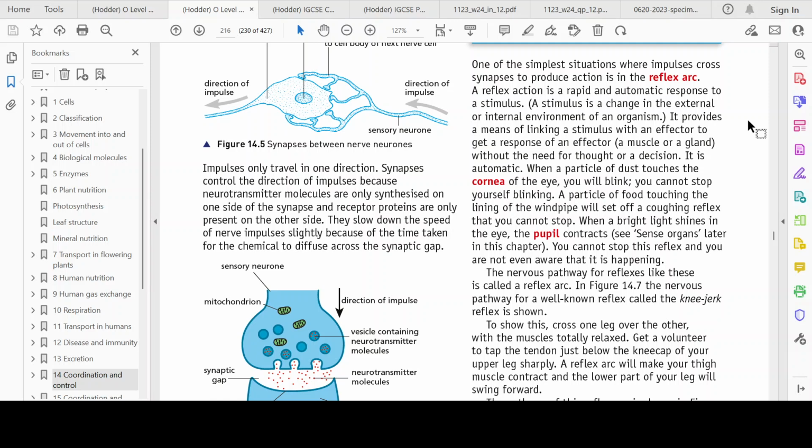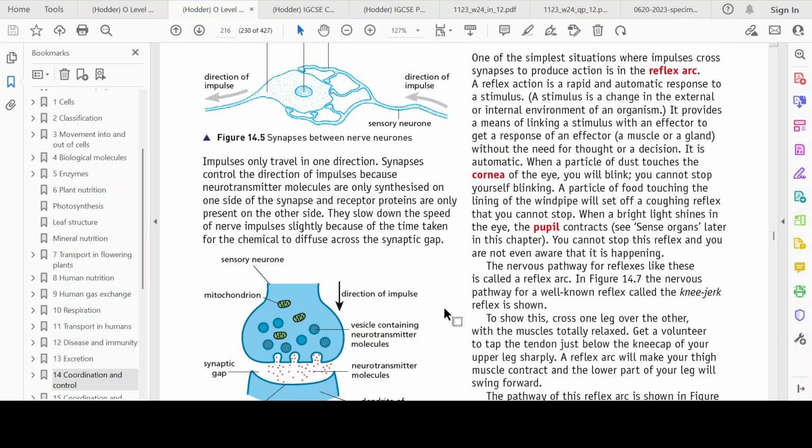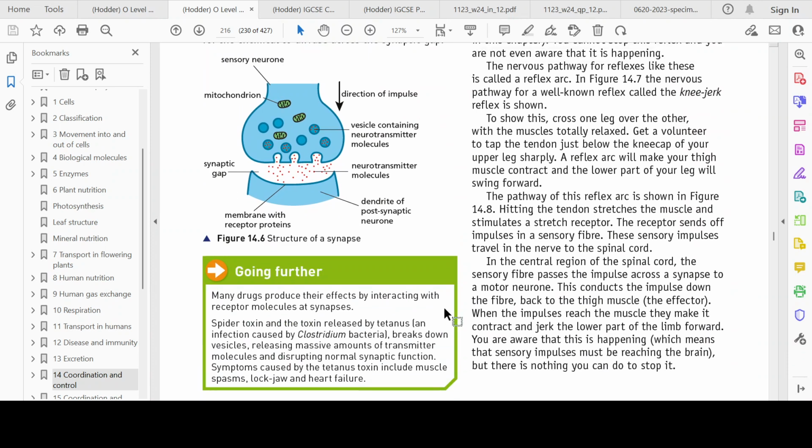Or maybe something that is causing you discomfort, like someone pricks you with a pin or an ant bite or something, and you immediately react. All of those are reflex actions, right? So the reflex action travels through the nervous pathway that is called a reflex arc. Now this is demonstrated generally by the knee-jerk response.